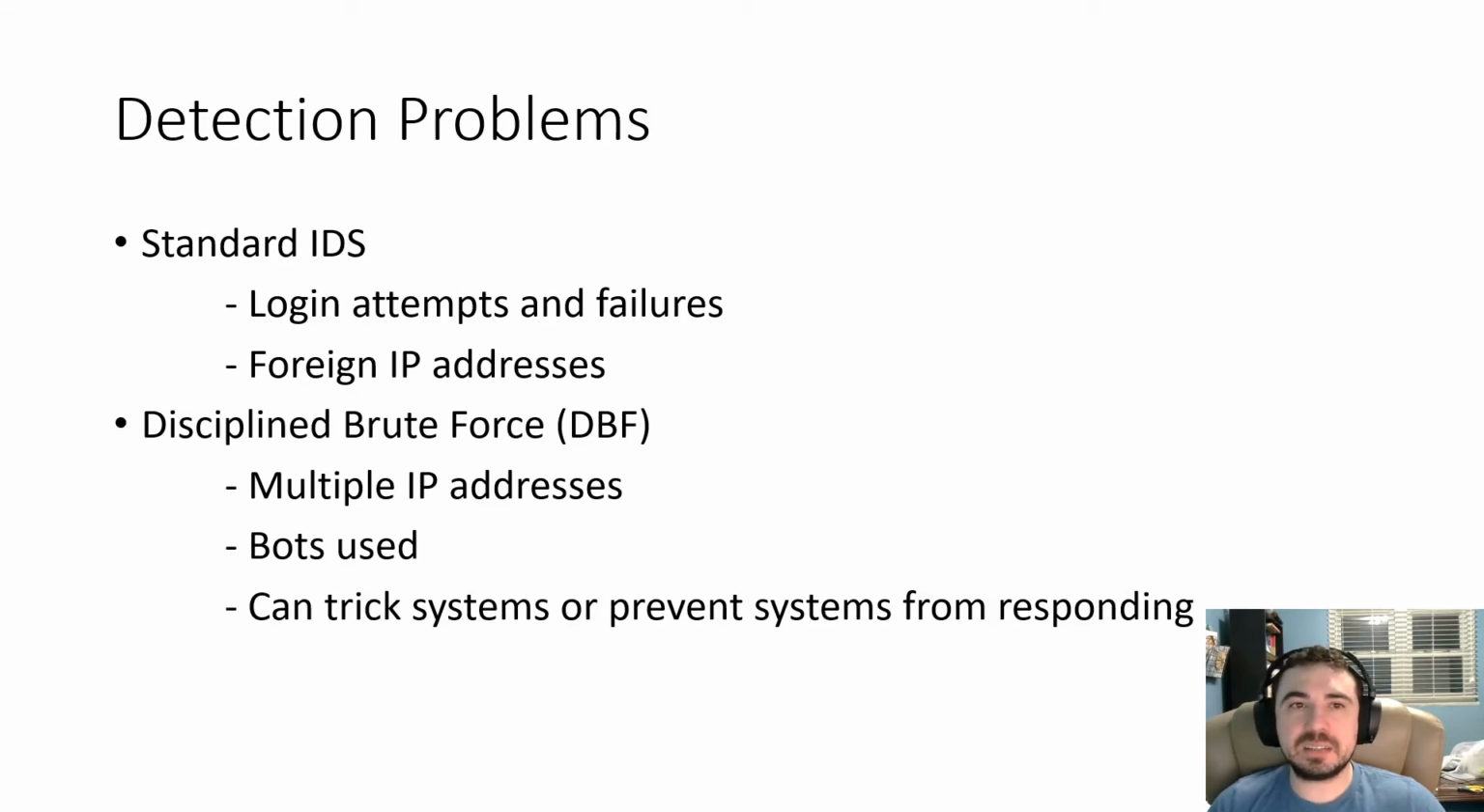When it comes to detecting brute force attacks, standard IDS should be set up to look for inconsistencies and also log any failures that seem suspicious, or foreign IP addresses too. The problem is that some brute force attacks, such as disciplined brute force attacks, have ways of getting around this. They use multiple IP addresses. They use bots with these IP addresses, so you could be attacked by hundreds, if not thousands, of bots from multiple IP addresses, and that can trick the system. The system may just see it as, okay, these are just login failures from different accounts, from different IPs.